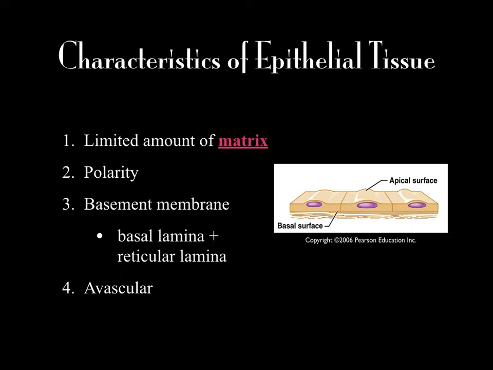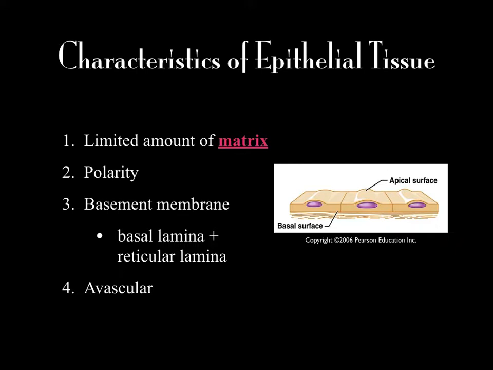So for example, when you look at your skin, you're looking at the apical surface of that epidermal tissue. The basal surface is the second attached surface. So the basal surface is important in that it plays a role in attaching the epithelial tissue to underlying connective tissues. And that brings us to the third main characteristic of epithelial tissue, the presence of a basement membrane.